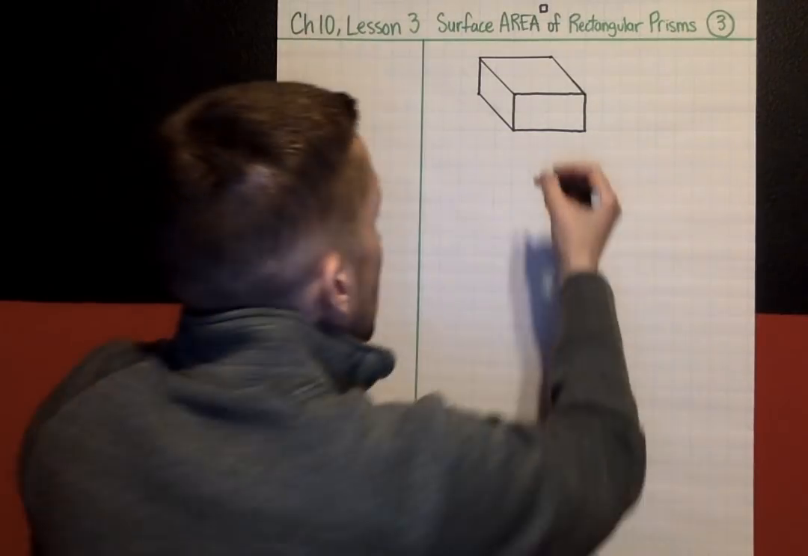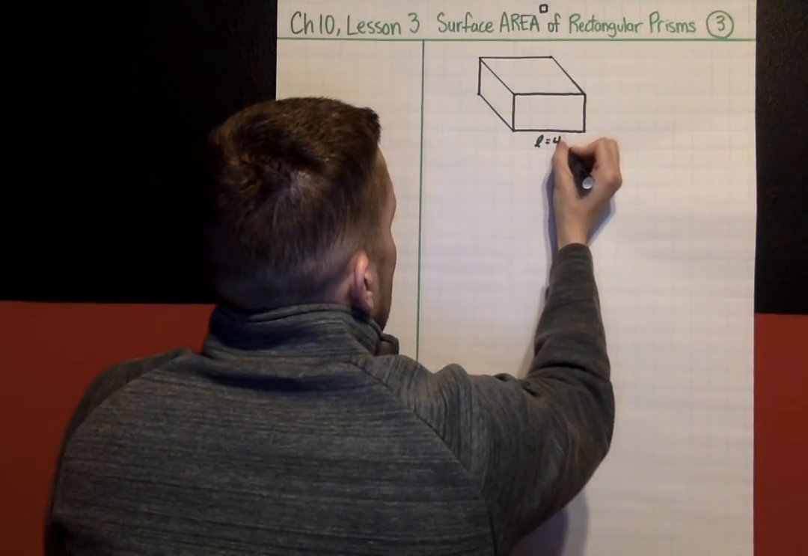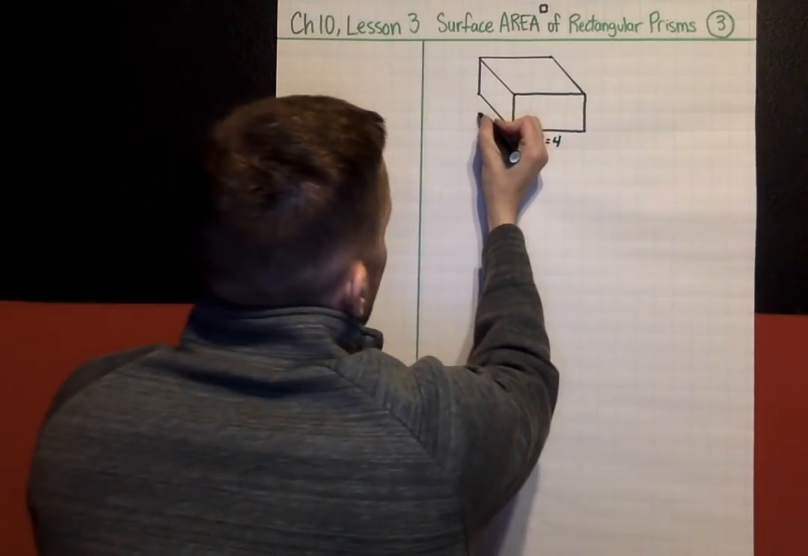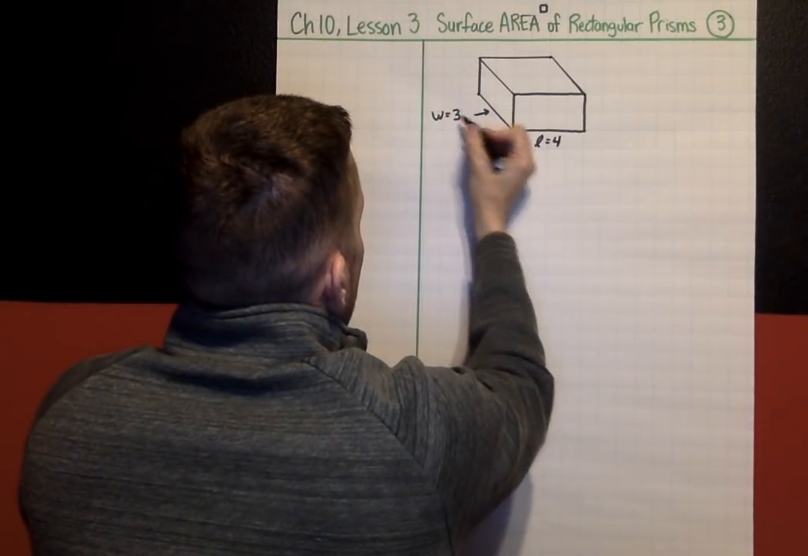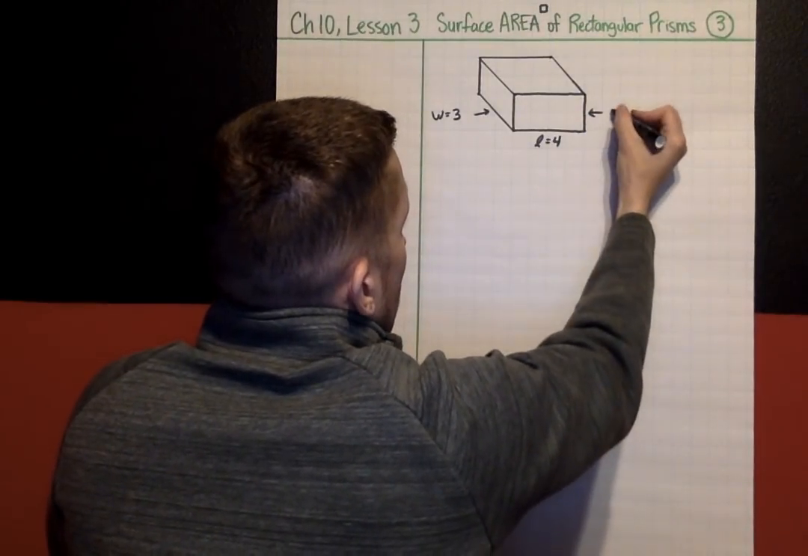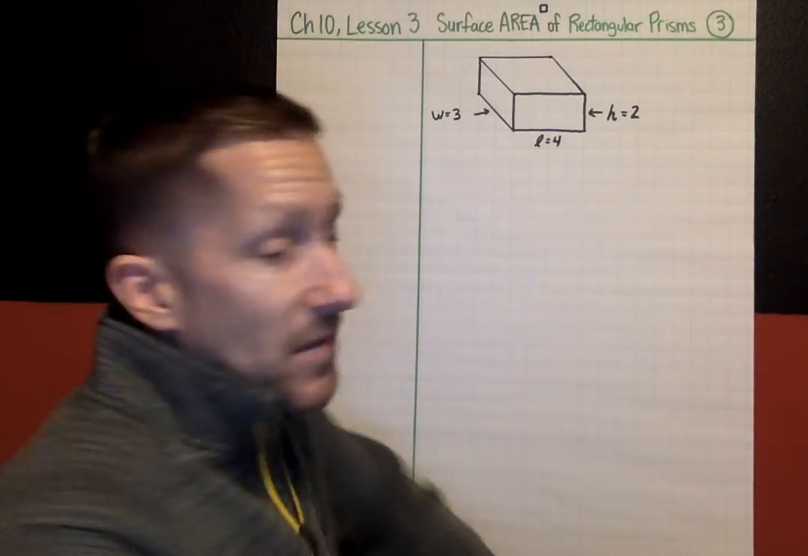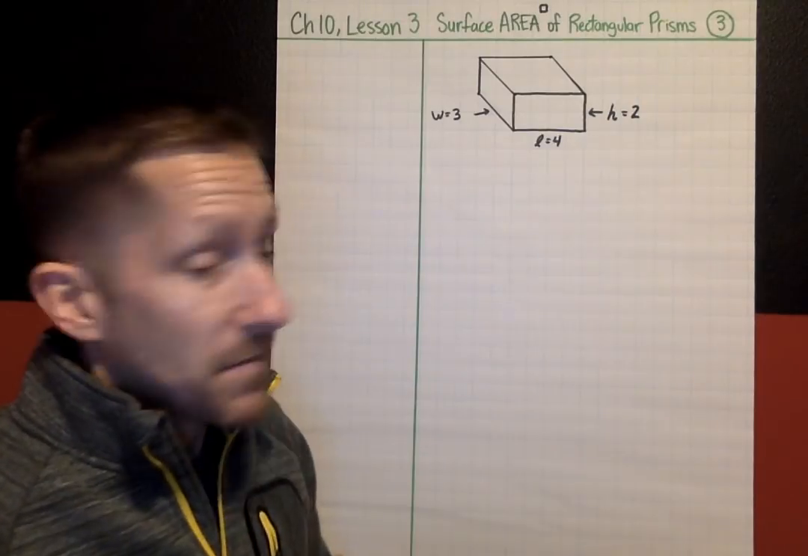And I'm going to label this the length. And that's 4 units. This dimension right here, I'm going to call the width. And the width is 3 units. And the height of this rectangular prism, how tall it is, is the height. And I'm going to say that that's 2. So there is our rectangular prism.